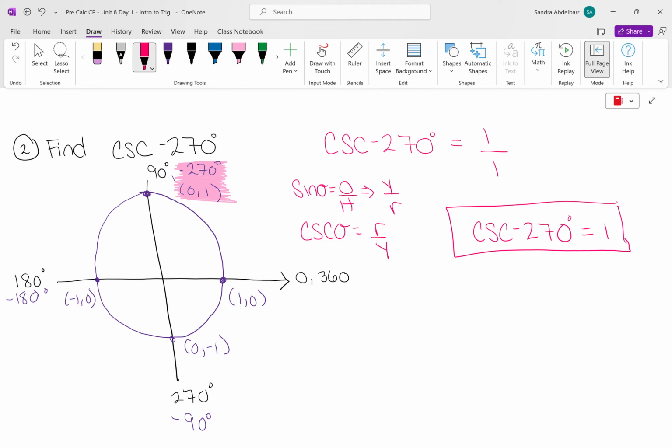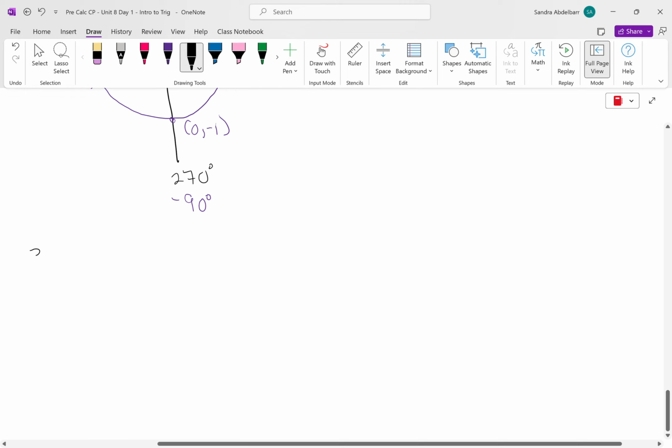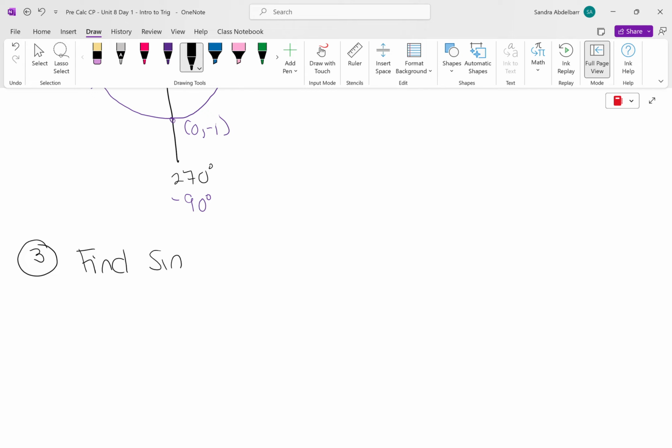All right, let's do one more. We want to find the sine of 1080.